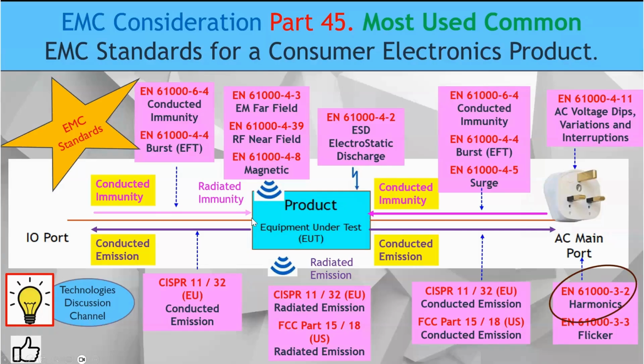On the other side, you can see that this is another cable, mainly for the input and output port. You can see that we didn't execute these tests, AC voltage dip, variation, and interruption, harmonics, and flicker, for the I/O port. We only do all these tests at the AC mains port. If you're keen to know about the previous video, I will put it under the description for your reference.